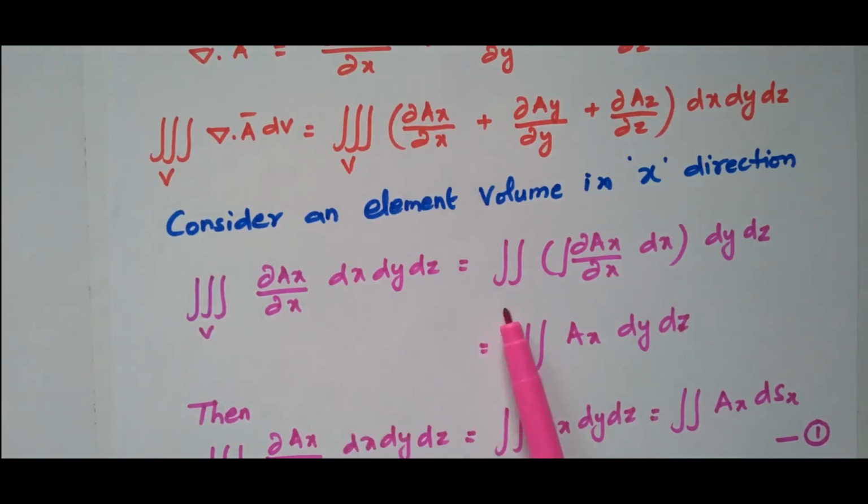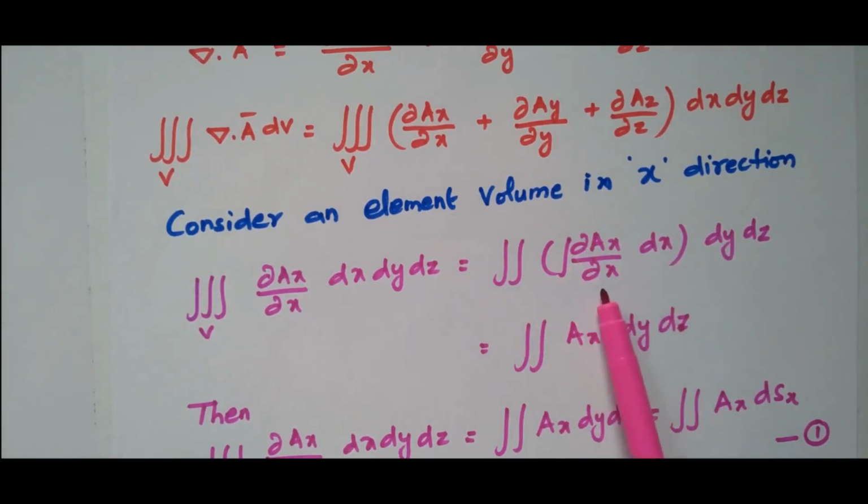So that is equal to a double integral. So this alone is written as a single integral, right? Because first we need to integrate with respect to x, then y, then z. So we are considering this: the double integral of the inside integral ∂Ax/∂x dx dy dz. So first we consider the x parameter.